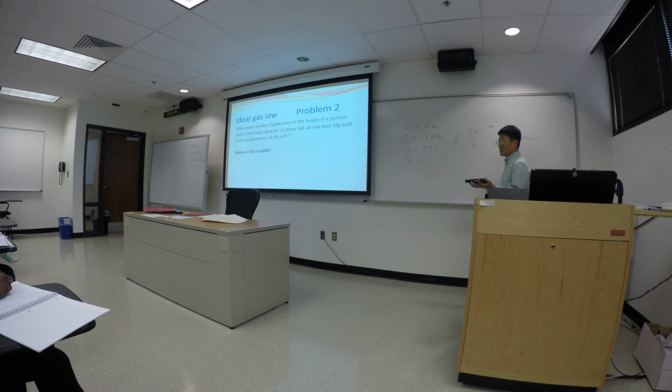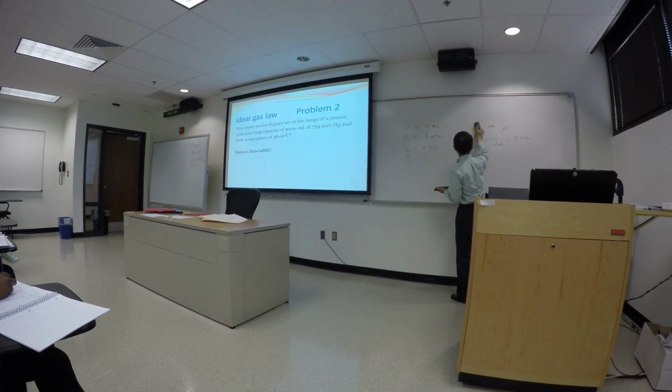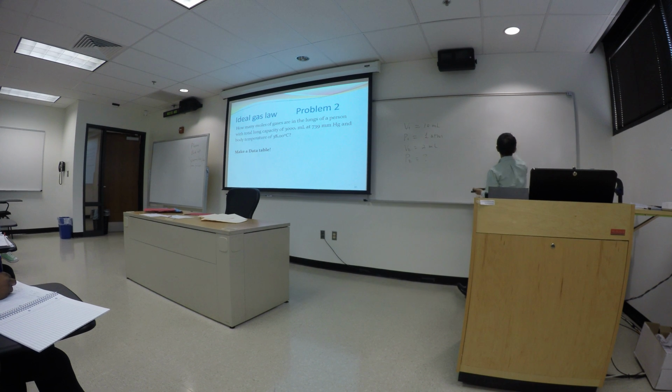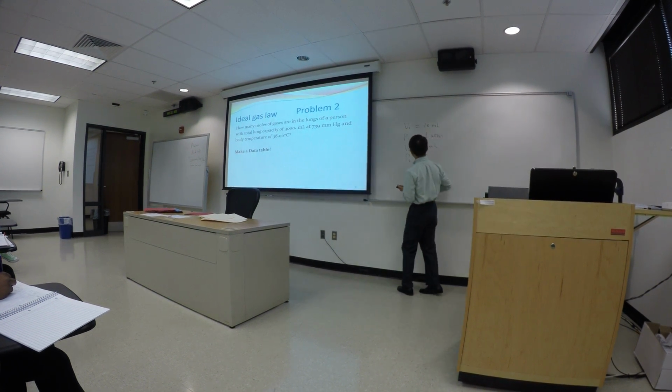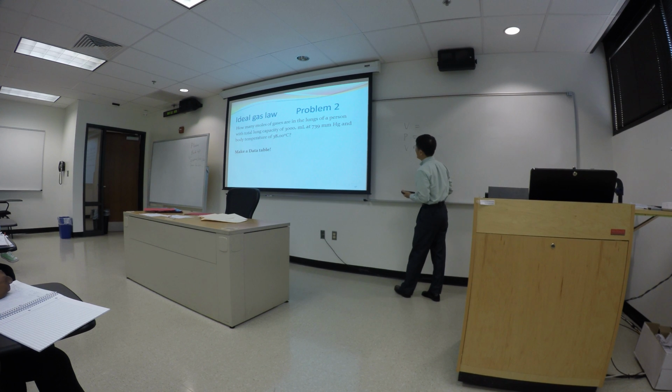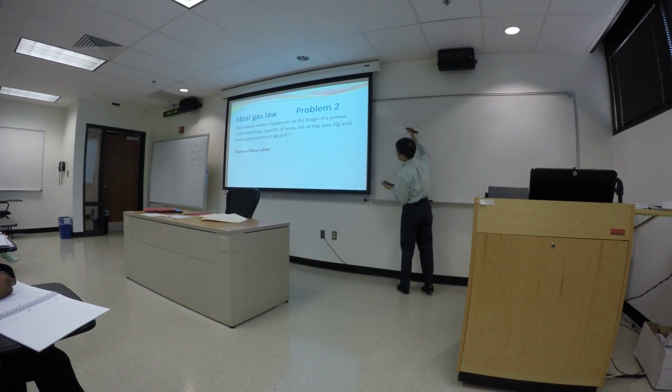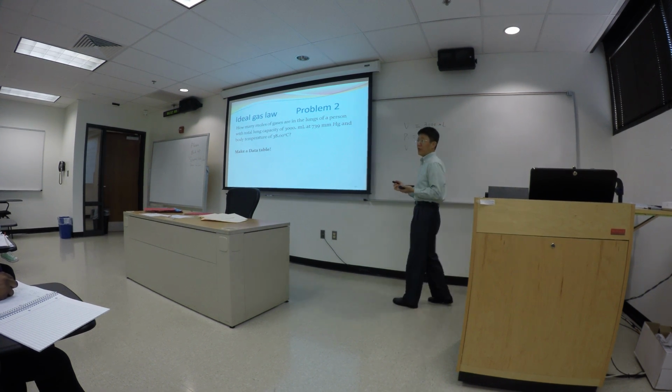So this is a question we can use gas law equations to determine. In this case, we're going to use the ideal gas law. We have the volume given, and that's 3,000 milliliters. And the pressure is 739 millimeters of mercury.